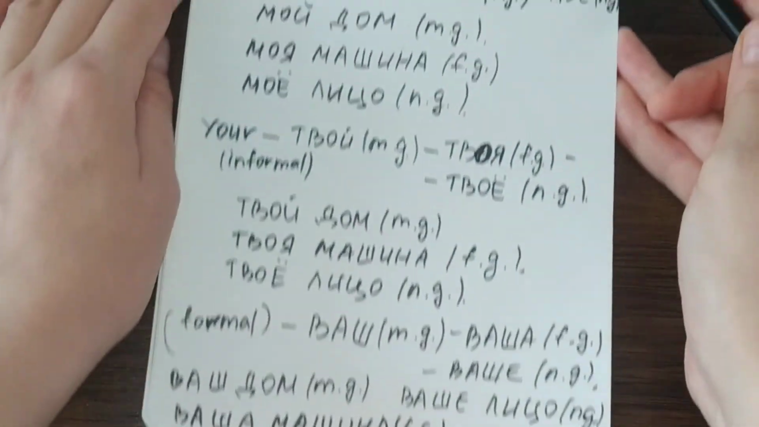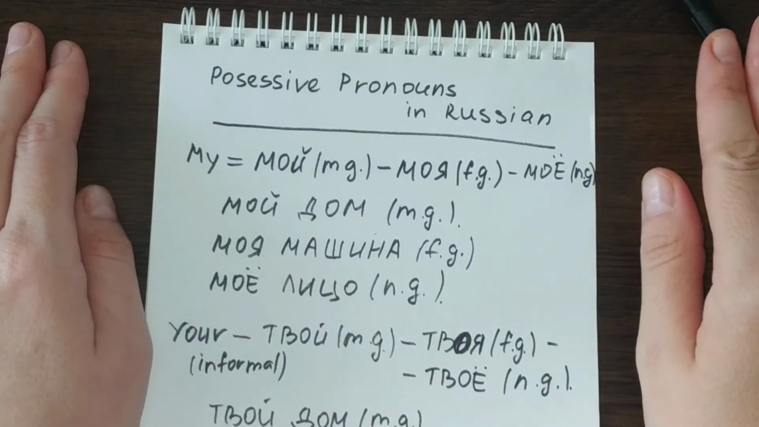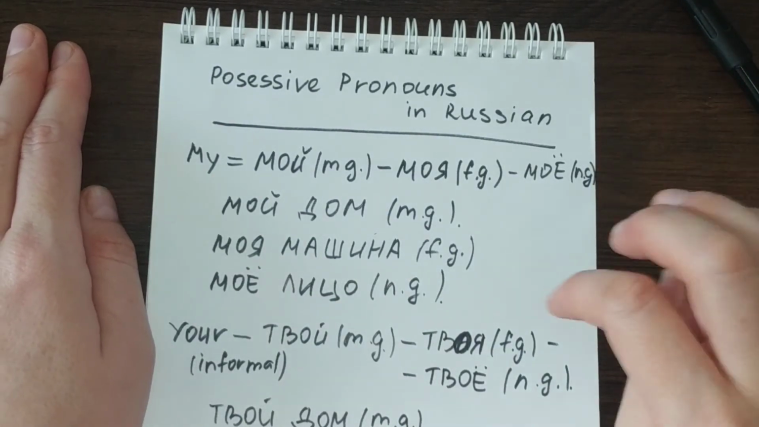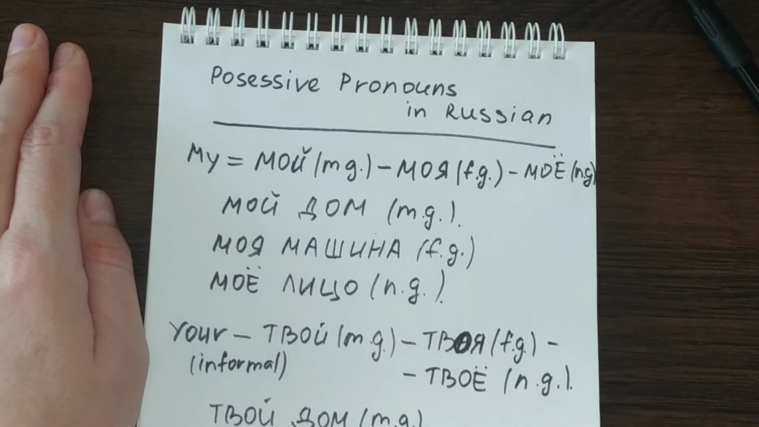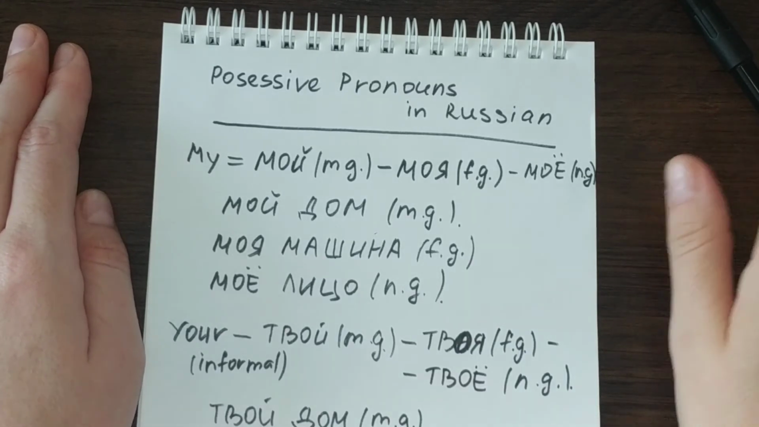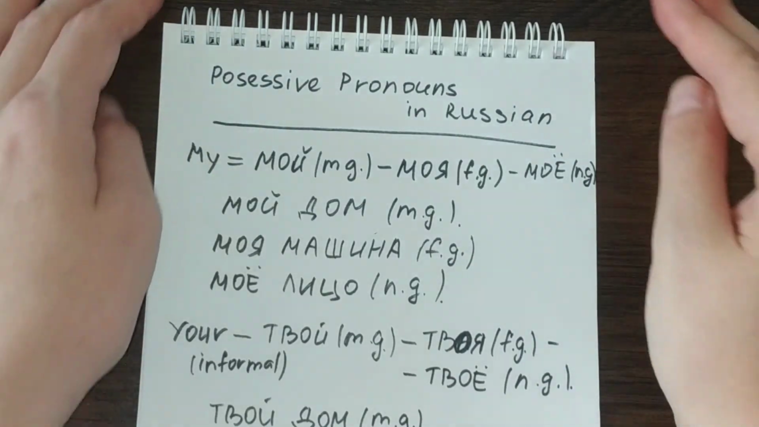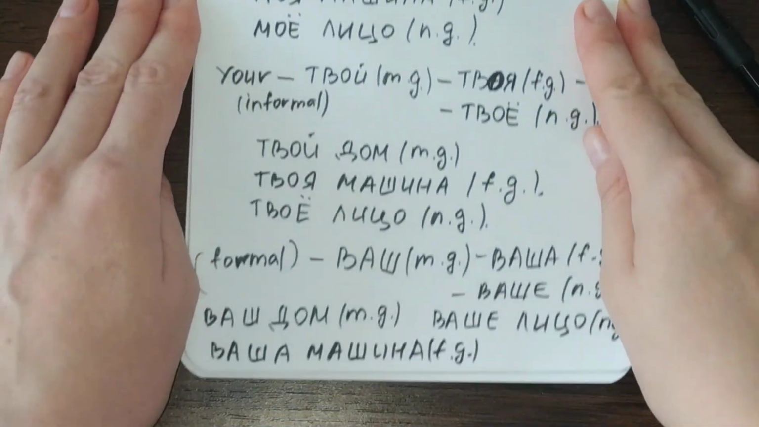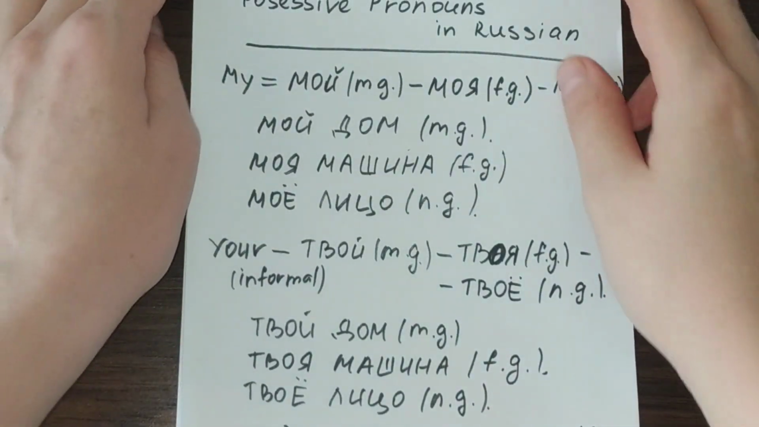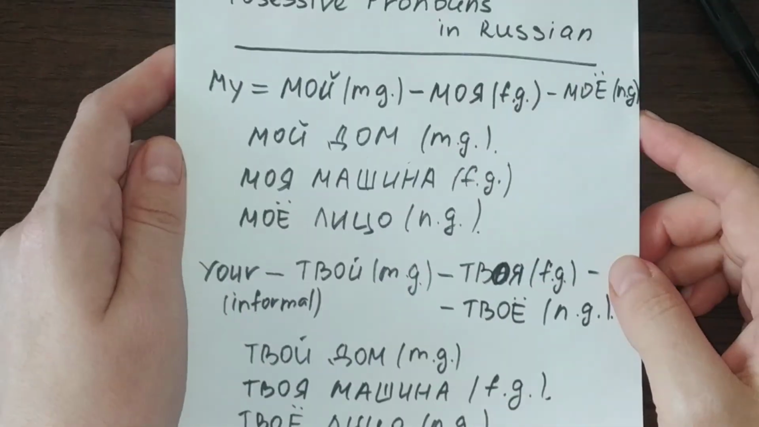So that's it. I hope that was clear. If you have any questions, please write them down in the description section below. In some of our further lessons, we'll talk more about Russian possessive pronouns. There are more of them, of course, but so as not to overwhelm you, I talked about only these three today. I hope this rule is clear.